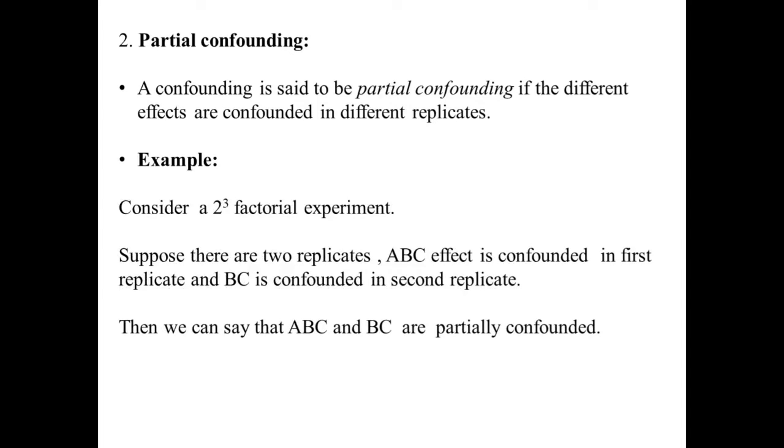So if we have 2 replicates, we confound one interaction effect in the first replicate and another interaction effect in the second replicate. This type of confounding is nothing but partial confounding. So these are the 2 important types of confounding. One is total confounding, in which we confound the same effect in all replicates, and the second is partial confounding, in which we confound different effects in different replicates.